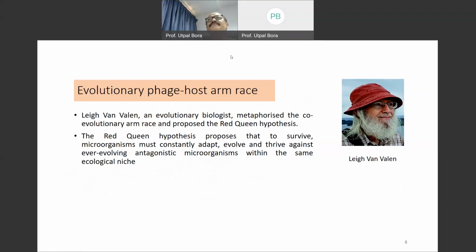So Leigh Van Valen, who is an evolutionary biologist, used this story to give the Red Queen hypothesis, where he states that to survive, microorganisms must constantly adapt, evolve, and thrive against the ever-evolving antagonistic microorganisms within the same ecological niche.